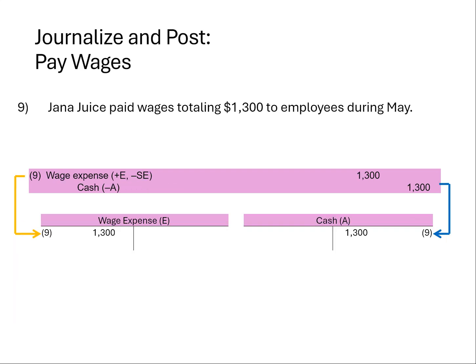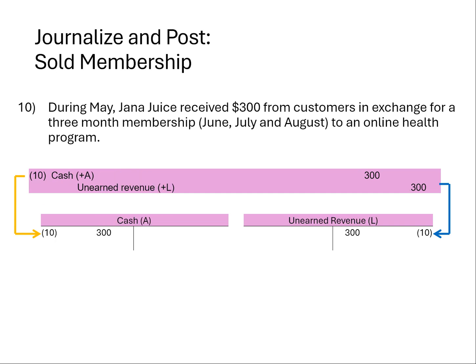And this is the salary and wages payment. So increase an expense. Expense is an equity account, but it reduces equity, so it's going to share the same rule as assets. An increase in expense is a debit, and we reduce cash. This is the sale of memberships. Remember, we increase the asset cash. At the same time, we increase liabilities. Increased liabilities will be a credit, right?